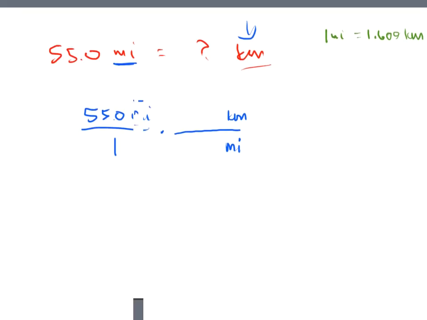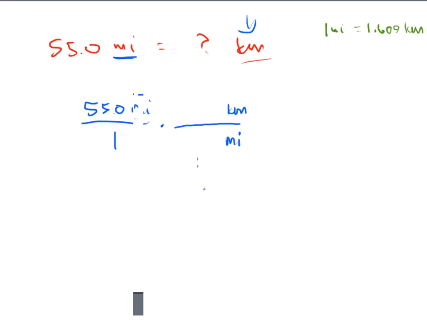All right, so let me kind of take this back in. So here we have mile and there we have mile. They cancel. And now the unit that I have left is a kilometer. And that's exactly the unit that we need. So in order for me to figure out what I need to do here as far as the math goes to the problem, I need to look at the conversion factor.